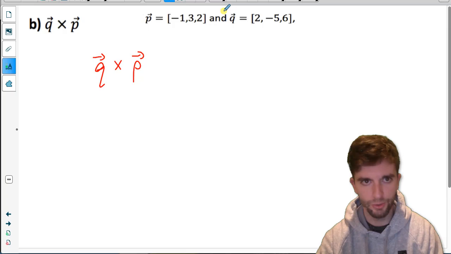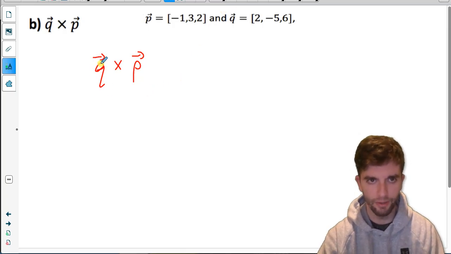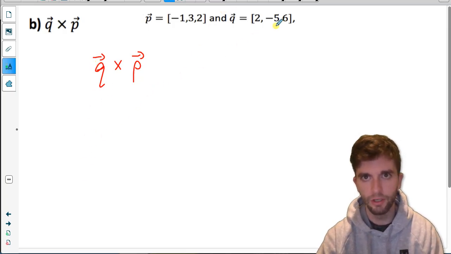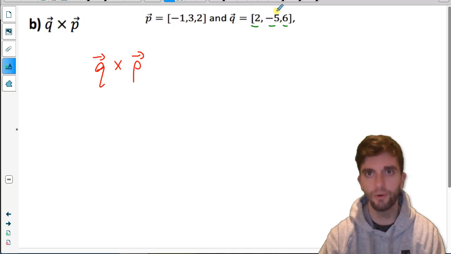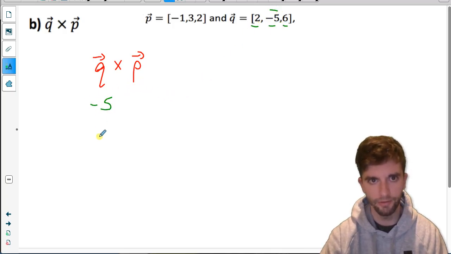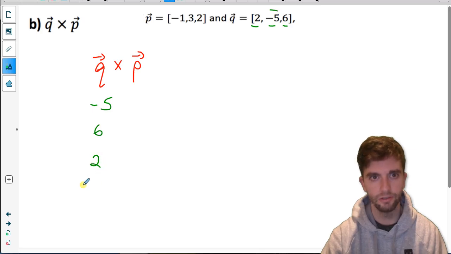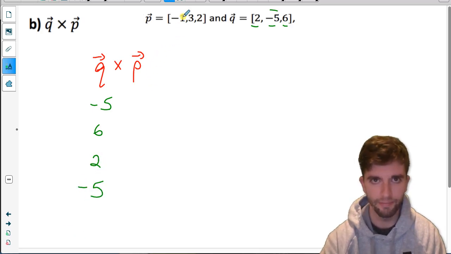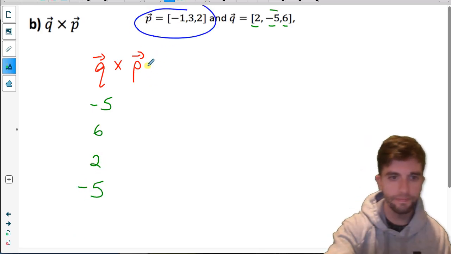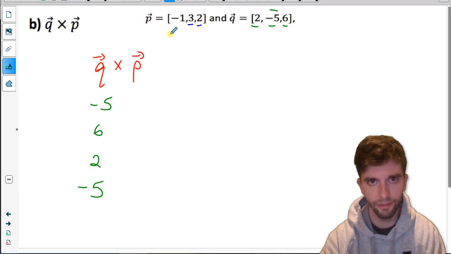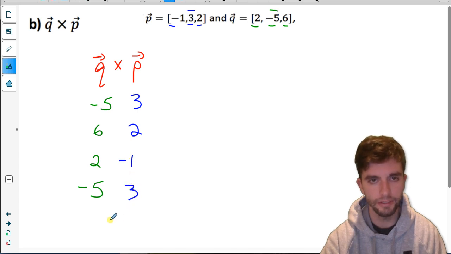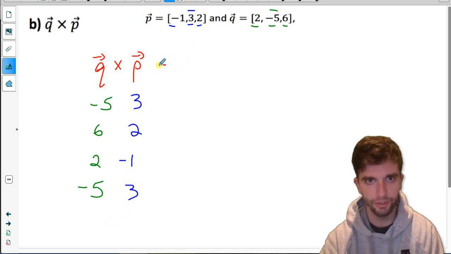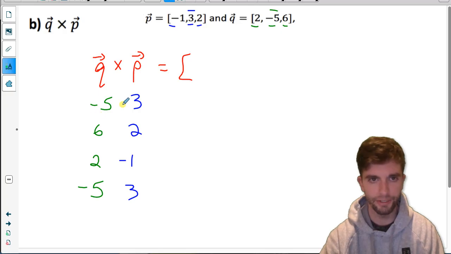So if we're doing q cross p, I list the components of q underneath vector q, in the order of second component, third component, first component, second component. So -5, 6, 2, -5. And now we'll do the same thing for vector p. We'll list second, third, first, second: 3, 2, -1, 3. And then to get q cross p, I will get 3 components.